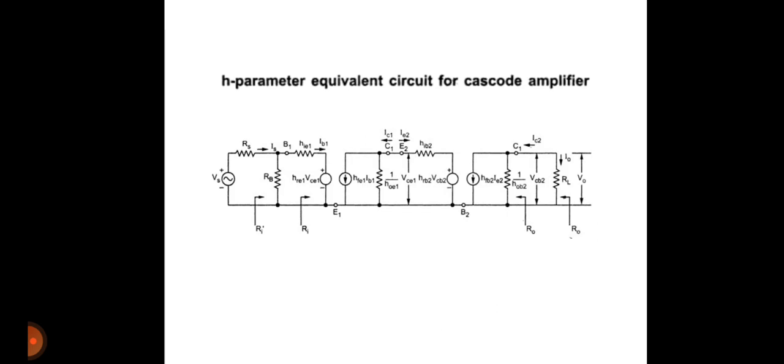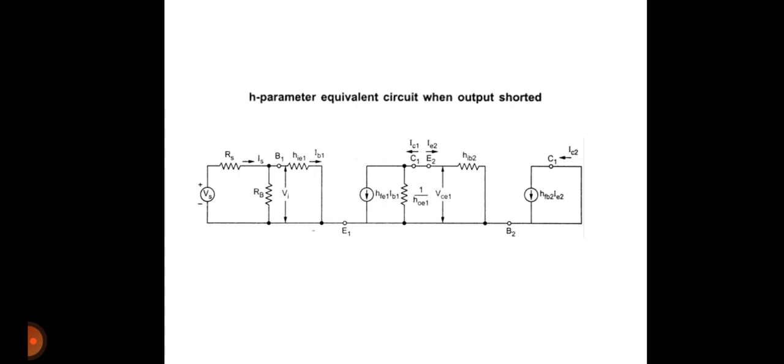So after replacing with its H parameter model, this is the equivalent circuit as shown in figure. So here Ri is nothing but input resistance of the transistor, Ri prime is overall input resistance, R0 is the output resistance, R0 prime is the overall output resistance. So this is the simplification of H parameter model.